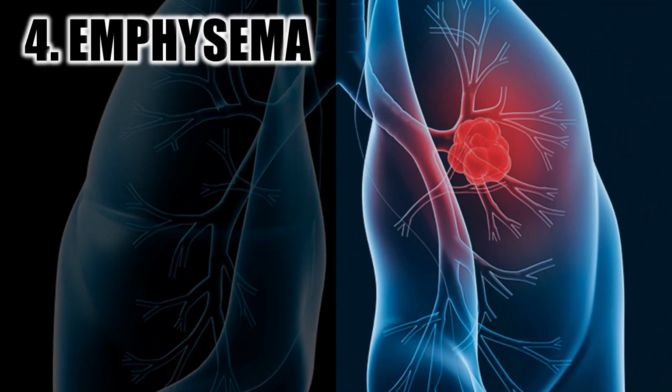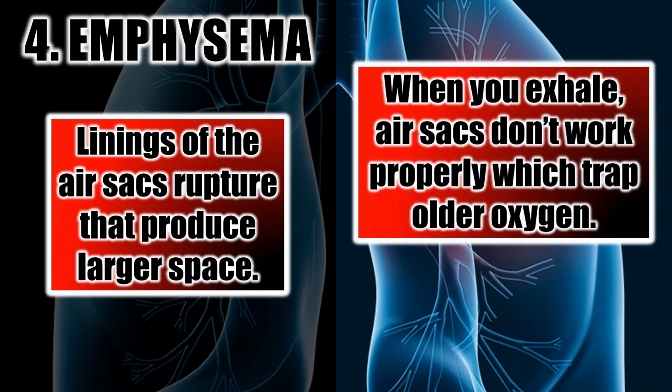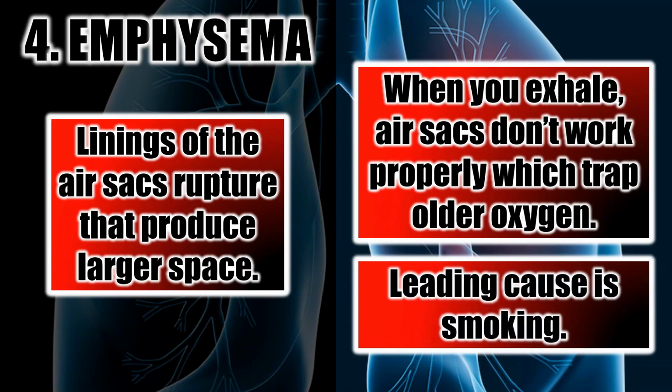Number 4 is emphysema. In this condition, the linings of the air sacs or alveoli rupture, producing larger spaces. As a result, damaged air sacs or alveoli trap old oxygen, making it difficult to breathe. And the leading cause of this disease is smoking.